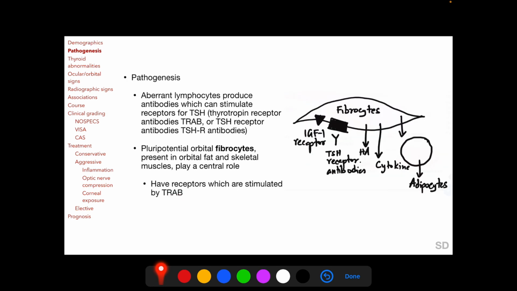The hyperthyroidism is caused by aberrant lymphocytes producing antibodies which can stimulate receptors for thyroid stimulating hormone, and these antibodies are also called thyrotropin receptor antibodies or TRAB or TSH receptor antibodies. Pluripotential fibrocytes in the orbit are the main target cells of the autoimmune process in the orbit, and these fibrocytes are present in both the orbital fat as well as in the skeletal muscles of the orbit, and these fibrocytes have receptors which are stimulated by TRAB.